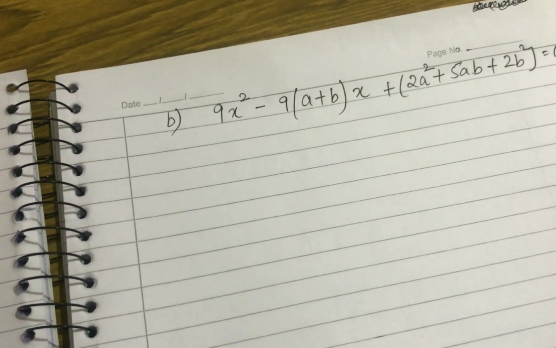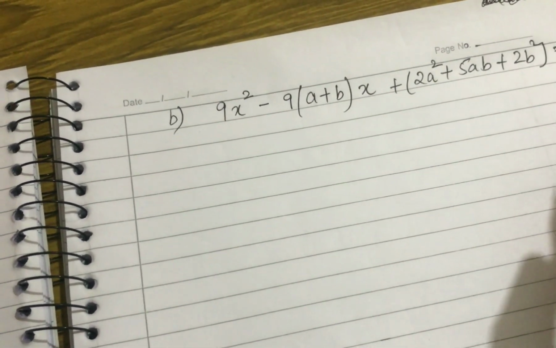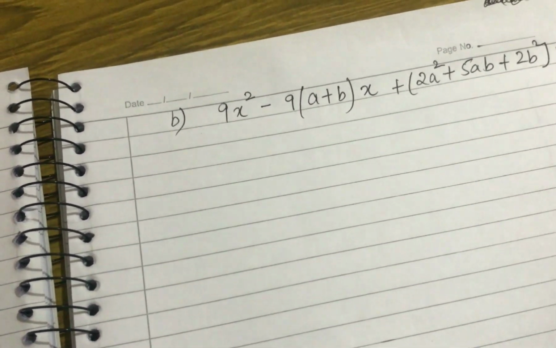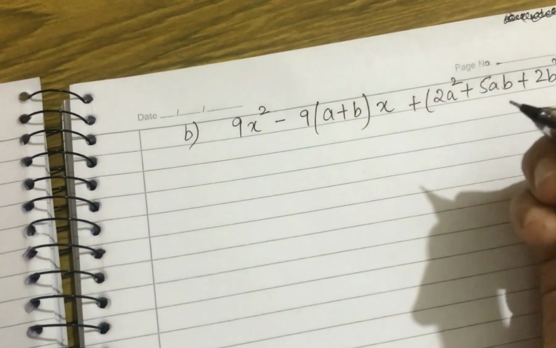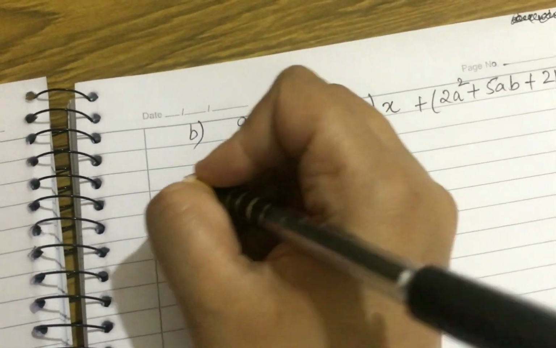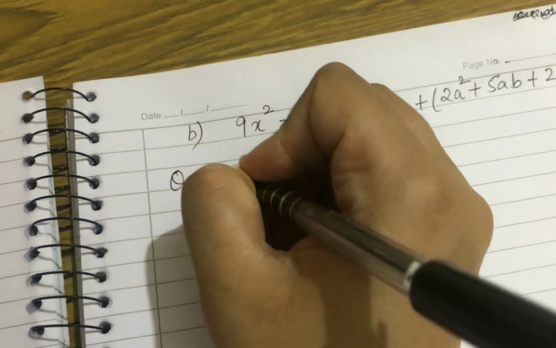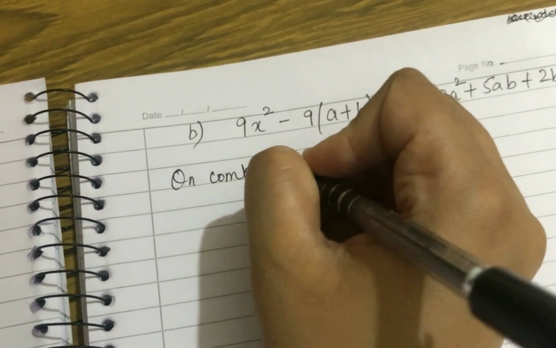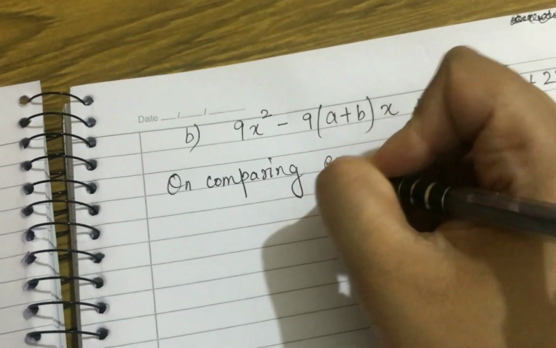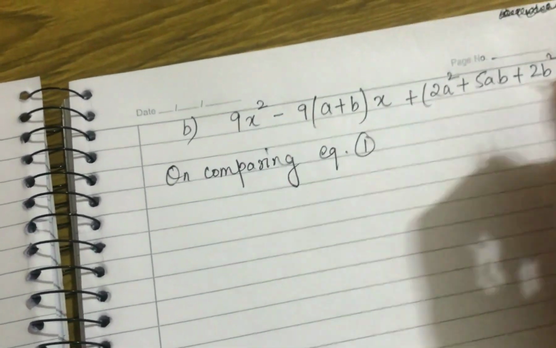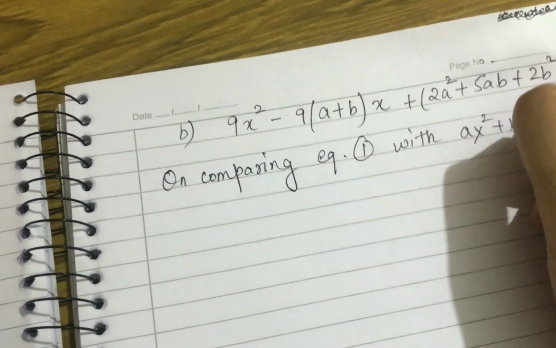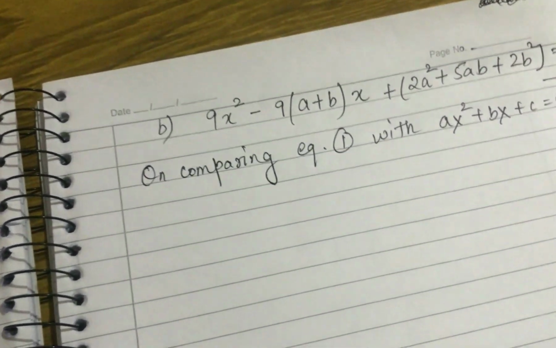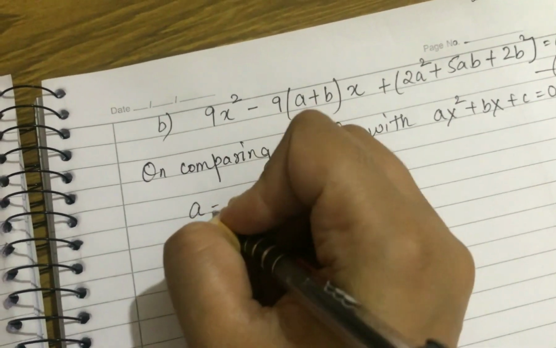For the quadratic formula, I told you that first you will compare the given equation with the general equation. So what is the general equation? Our general equation is ax square plus bx plus c. So on comparing equation 1, you can mark it as 1, with ax square plus bx plus c equal to 0, you will find that a is equal to 9.